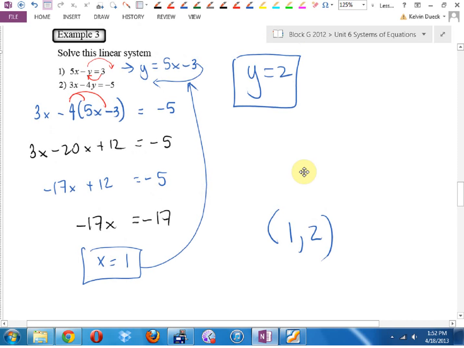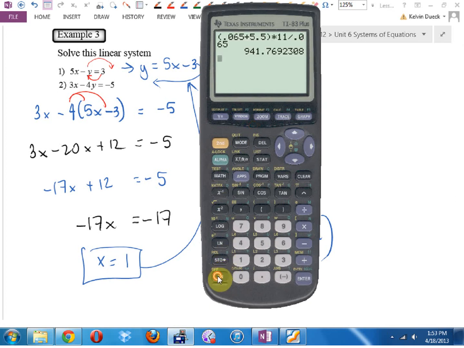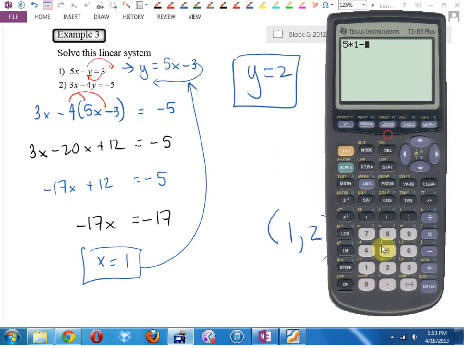Oh, by the way, I could also check my answer. Because what this is really saying is, if I plug a 1 in for the x and a 2 in for the y, each of these equations should be true. So this is a test you don't hand in early. Instead, I've just finished this question. I finished my test. I'm checking my answers. Watch. On my calculator, I go 5 times 1 minus 2. That's the left-hand side of this equation. What should it work out to if this actually works? When I press enter, it should say 3. Did it? Works in the first equation.